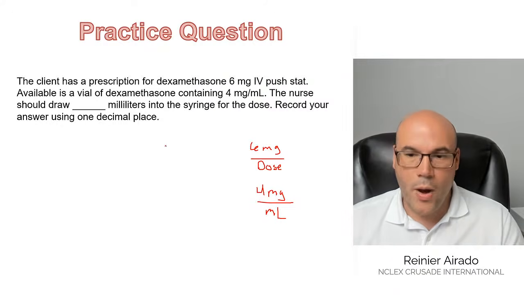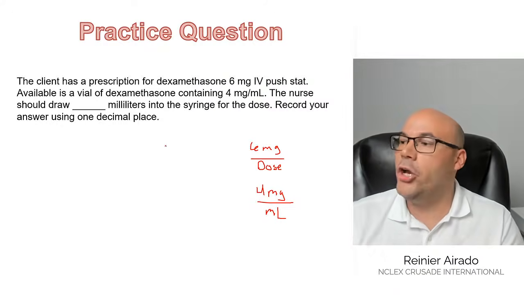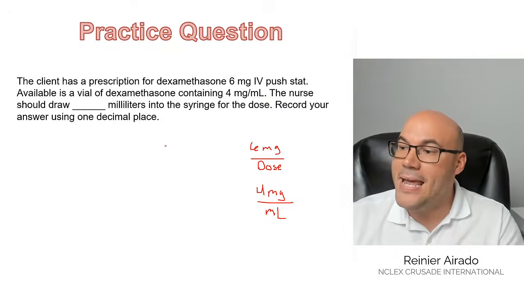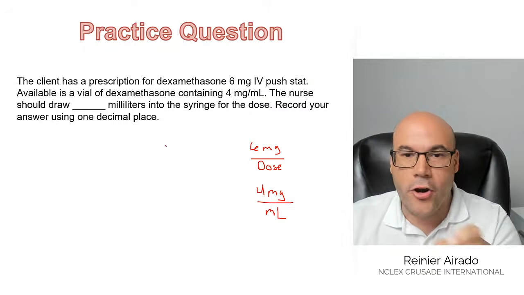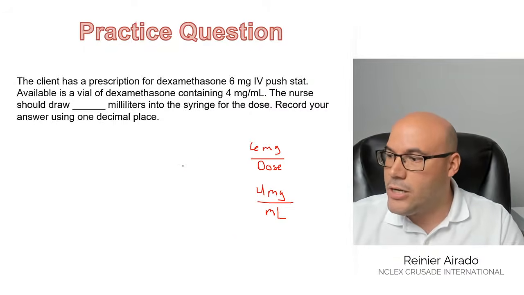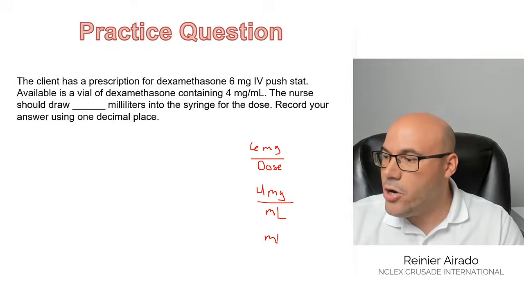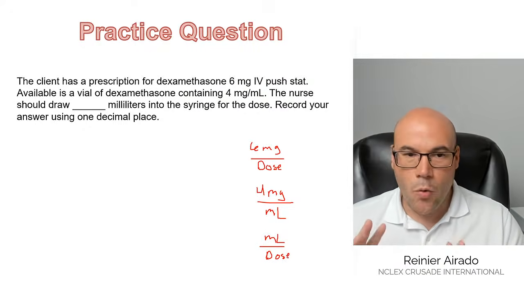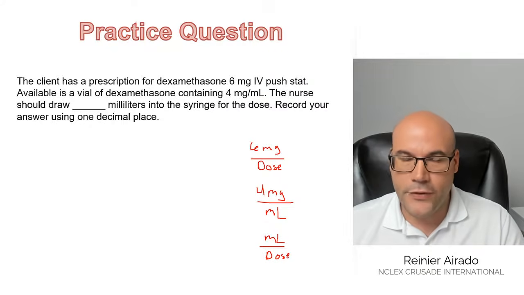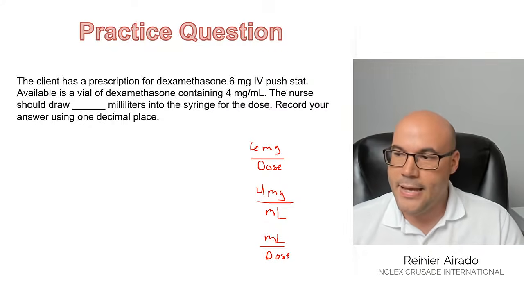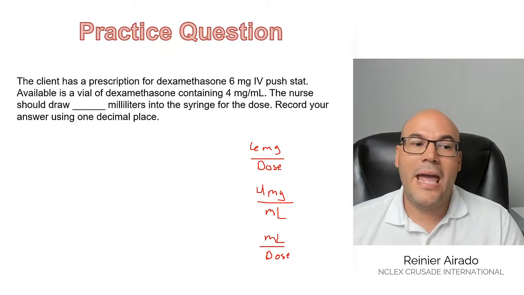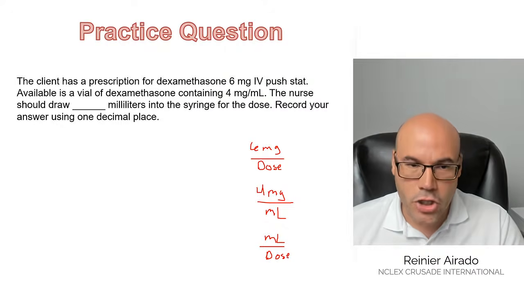Then you have the question, which is another fraction. It says the nurse should draw X amount of milliliters into the syringe for the dose. In other words, the question is how many milliliters per dose? That is my question. So we have completed the first step of the dimensional analysis strategy. The second step is to identify or determine if you need a conversion factor.